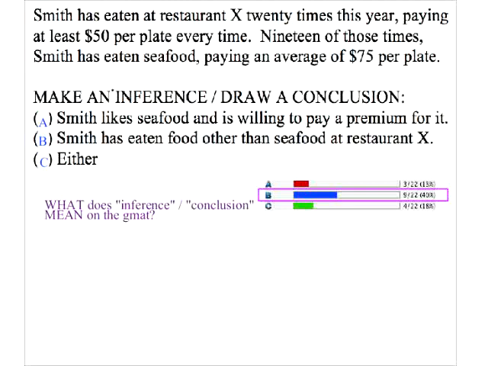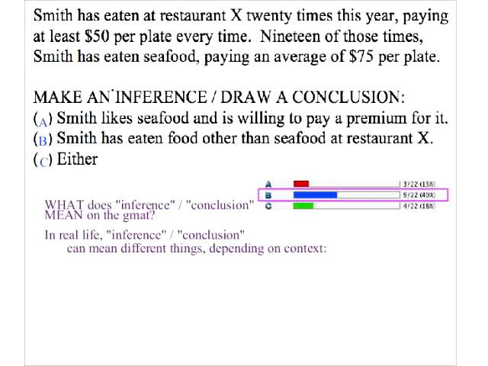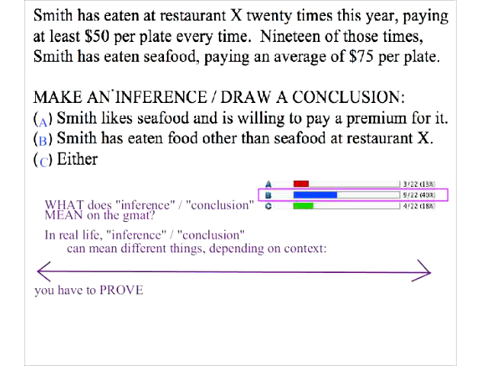Same kind of thing with inference and conclusion. This word can mean different things depending on context. So yeah, Milan has it. But the point here is, in real life, there's a whole spectrum of what that word can mean. I mean, it can mean you have to prove beyond any reasonable doubt.